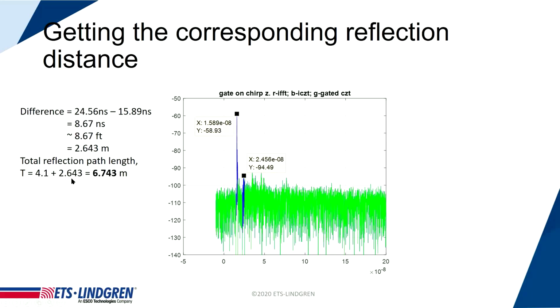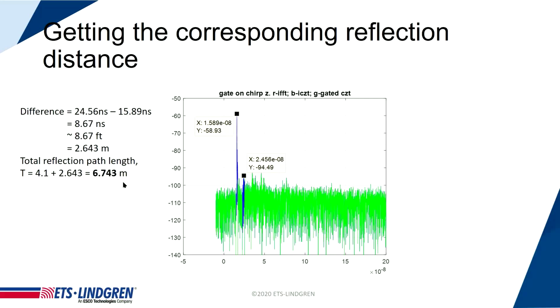So we know the path length compared to the direct path is 2.6 meters longer, so the total path for that reflection is 6.7 meters. In other words, if I send this pulse from the transmit antenna, it hits some wall and bounces off that wall, goes back to the other antenna, that whole path is about 6.7 meters.